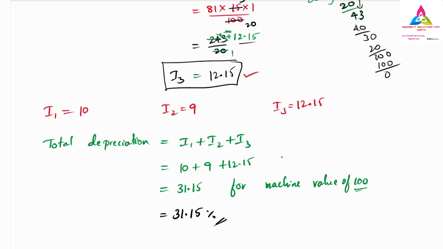We have taken the principal amount as 100 for the first time. So the answer will become 31.15 as a percent for a machine value of 100 rupees. And you have to remember, it is for the 3 years, not for 1 year, 2 years, 3 years total. So this is your answer. I hope you understood this.